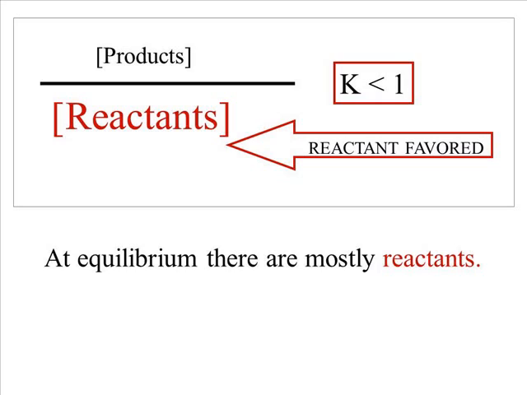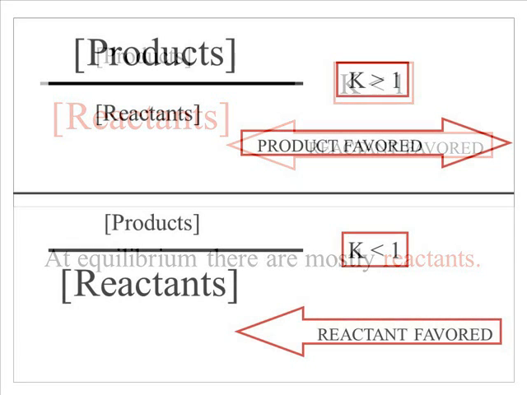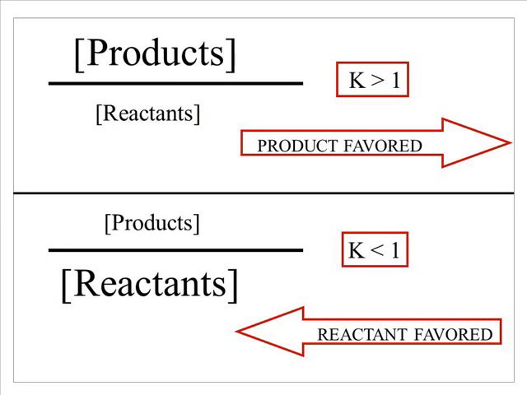With a K less than 1, your reaction doesn't produce many products, so when equilibrium is reached, you still have mostly reactants. This is called a reactant-favored K value or reactant-favored reaction, where you still have mostly reactants. You haven't formed many products. So a K greater than 1 is product-favored, and a K less than 1 is reactant-favored.